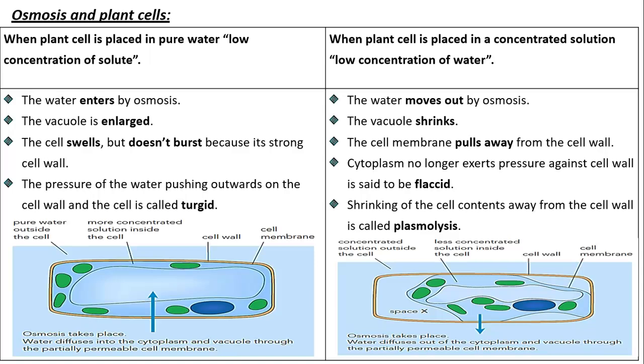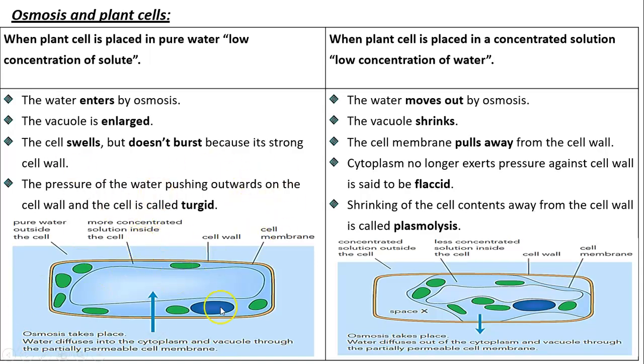So the water will start moving inside of the cell by osmosis. What will happen to the vacuole? It's going to enlarge and enlarge. The cell will swell, but it will not burst. It will become turgid, stiff, as if you inflated a balloon. It's going to be hard and stiff, which we call turgid.